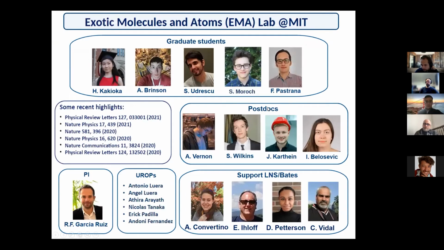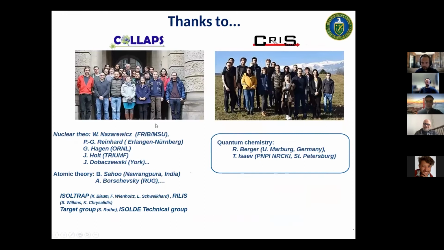Before I go into the details, I would like to thank many people, especially our group at MIT, the students and postdocs that have been working very hard on some of the results I'm going to show. I will be mainly speaking about some of the latest results of the last 2 years. This is part of a collaboration with 2 groups at CERN, the COLLAPS and CRIS experiments at CERN, with the support of many theorists in nuclear theory, atomic theory, but for the work that I'm going to show today, mainly quantum chemistry, with Robert Berger and Timur.